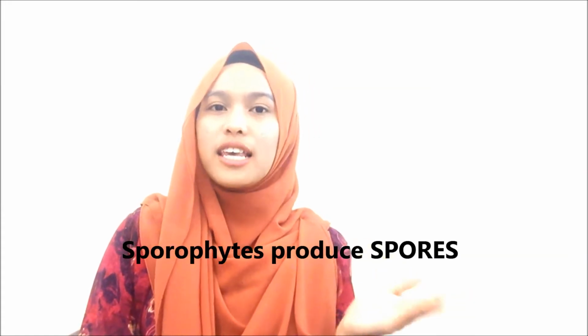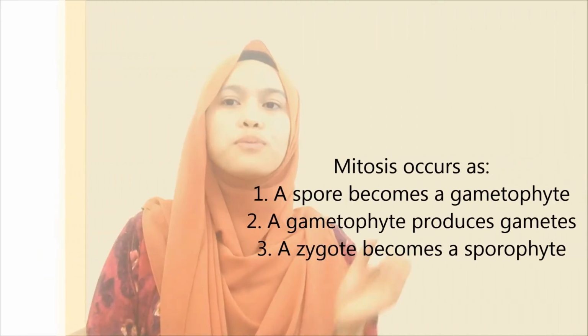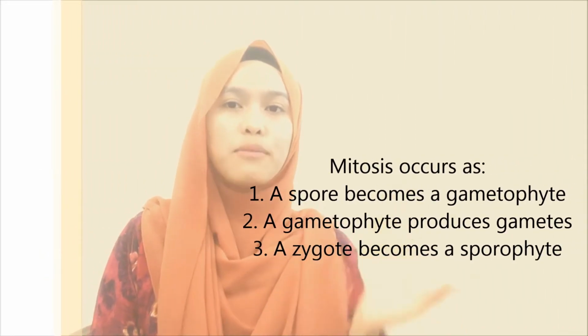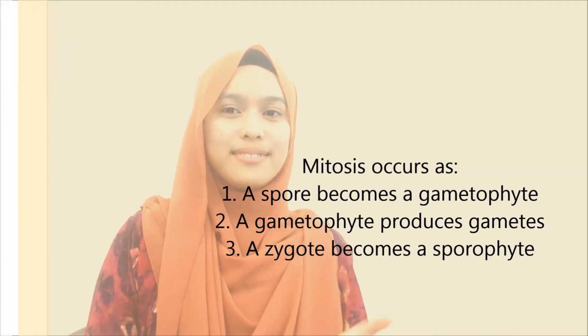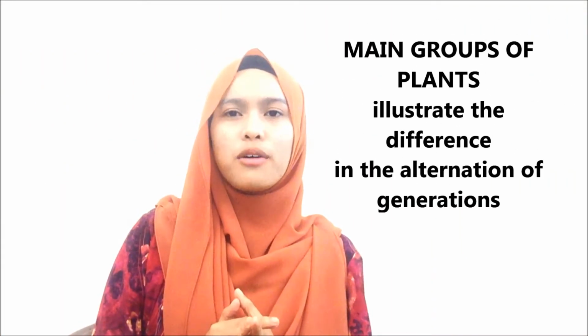So this is what you've got to remember with the alternation of generations life cycle. Sporophytes produce spores. Gametophytes produce gametes. Keep also in mind that the product of meiosis in plants and animals are different. In animals, meiosis produces gametes, eggs and sperms. But in plants, the product of meiosis is haploid spores. Also, mitosis occurs as a spore becomes a gametophyte, as a gametophyte produces gametes, as well as when a zygote becomes a sporophyte.